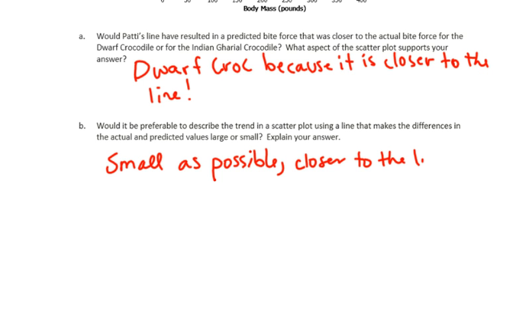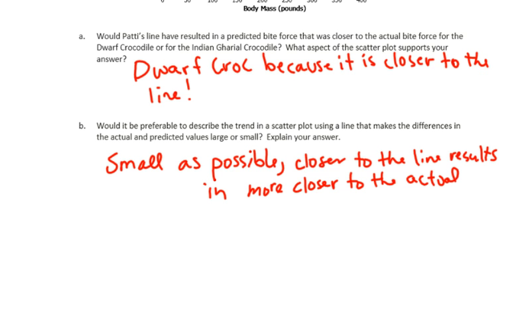Closer to the line results in more closer to the actual. It's kind of worded weird. Sorry about that. We could have got rid of this. Closer to the line results closer to the actual values. So we want our points to be closer to that line.